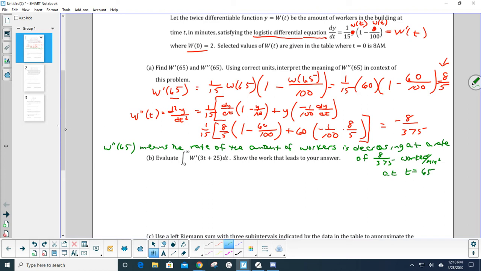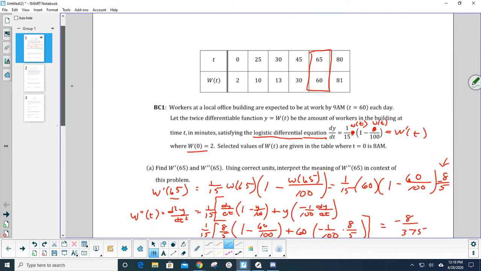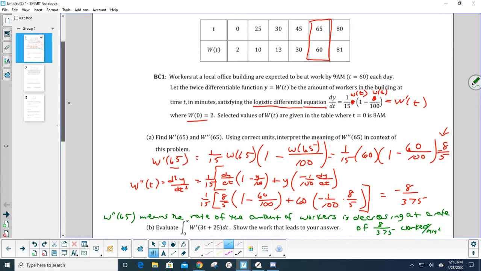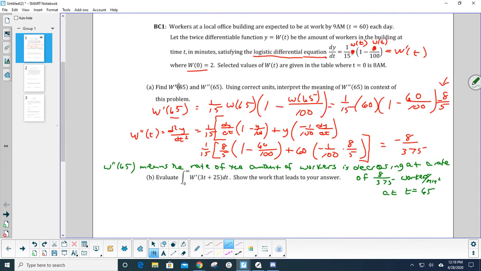And are they in minutes? I'll just say t equals 65 because that's what it says. That's what it has right here. Didn't want to talk about a unit. And that's basically nutting it because you have your number or your noun, the rate of the amount of workers. You have your units, workers per minute squared, for your answer, and you have your time.